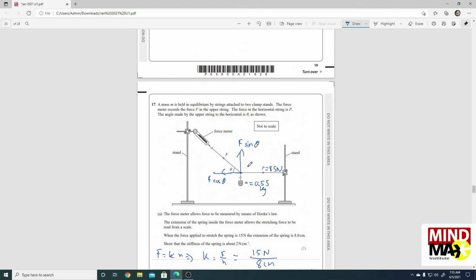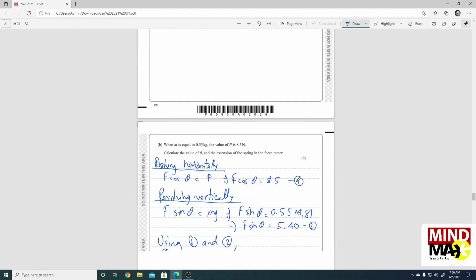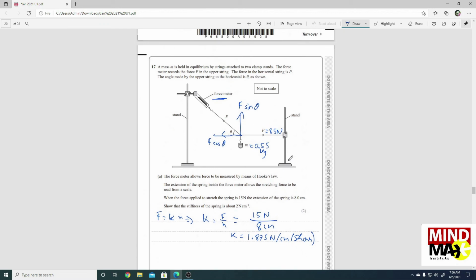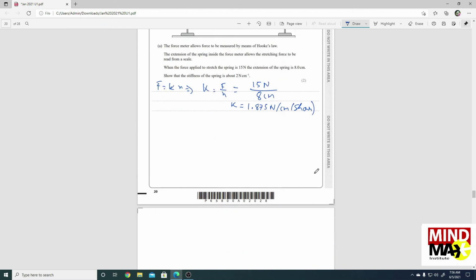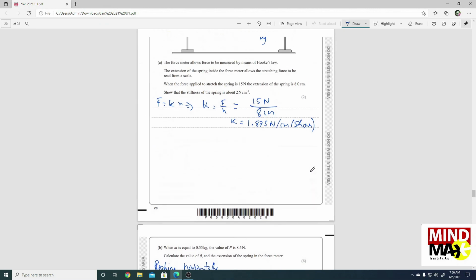Then calculate the value of theta and the extension of the spring in the force meter. So if you look carefully at the question, there are two springs, one which is connected to the force meter, and the other which is connected to the stand. So the force P is actually the force on one of the strings, and the force F is the force on the other string. So we have to basically find the extension of the spring which is being applied with the force F, right? And we have to find the value of theta as well, this theta.